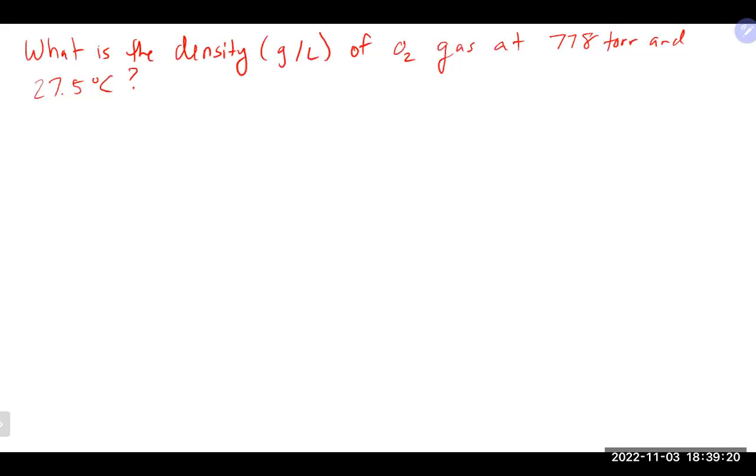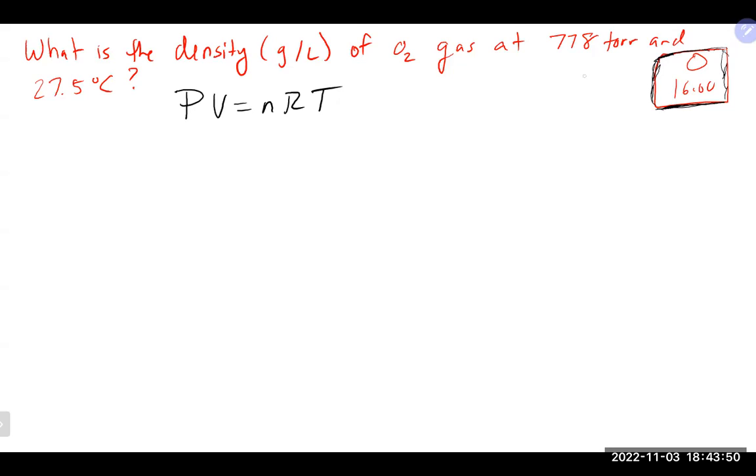All right, let's try one with the density perhaps. What is the density in grams per liter of oxygen gas at 778 torr and 27.5 degrees Celsius? Oxygen is 16 on the periodic table in case you need it. Once again, you could go with the formula that's over there, but I'm going to opt to use my ideal gas law because I have vested in learning only two gas laws this whole time. So I'm going to go with this one and do more of a conversion type factor.